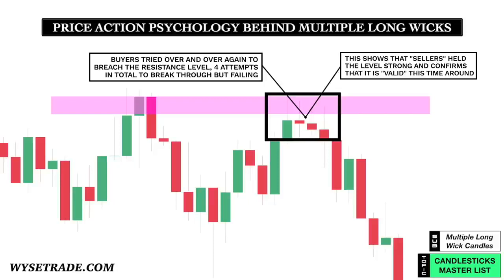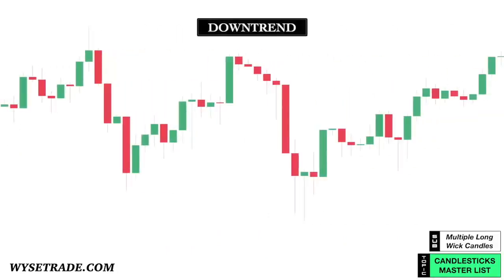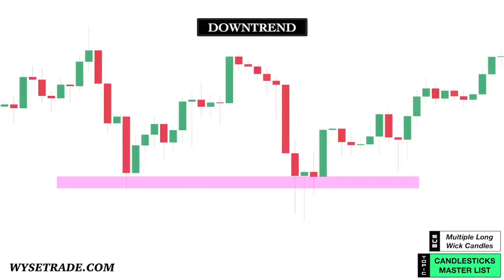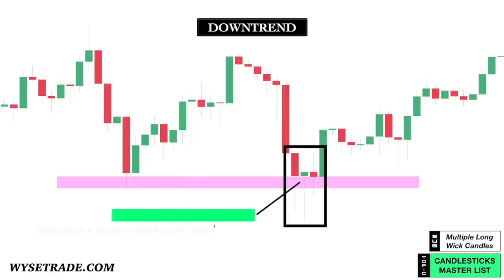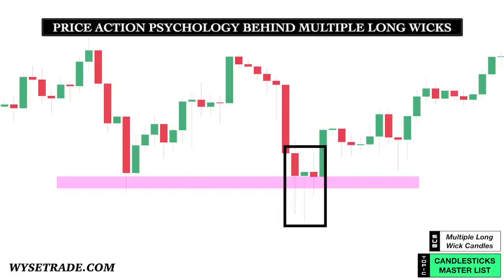Now, going in the opposite direction. Price came down, hit and reversed, giving you a key level of support. As price came back down, you had multiple long wick candles form at the key level, 3 in total, which presented a trade opportunity long. So what is the price action psychology behind this pattern?